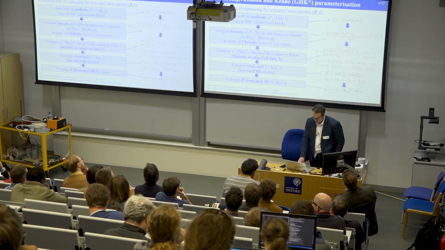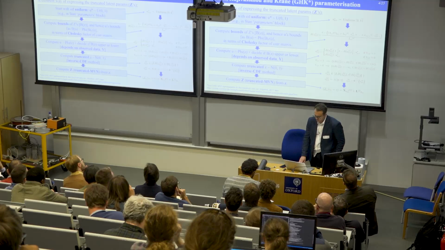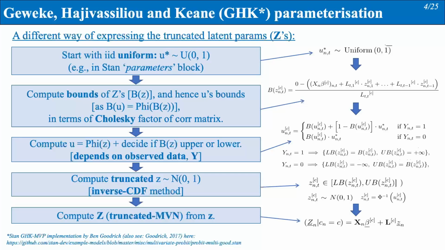So another way of parameterizing the model is to use the GHK algorithm or parameterization. So this expresses the truncated normal parameter z in terms of uniform parameters u star. And this was implemented in Stan first by Ben Goodrich, I think, as far as I know, a few years ago. But basically, the point of doing that is that it's easier on the sampler because you're sampling from variables which should be uncorrelated, or at least much less correlated to each other. So you don't need a dense mass matrix to get good efficiency from it.